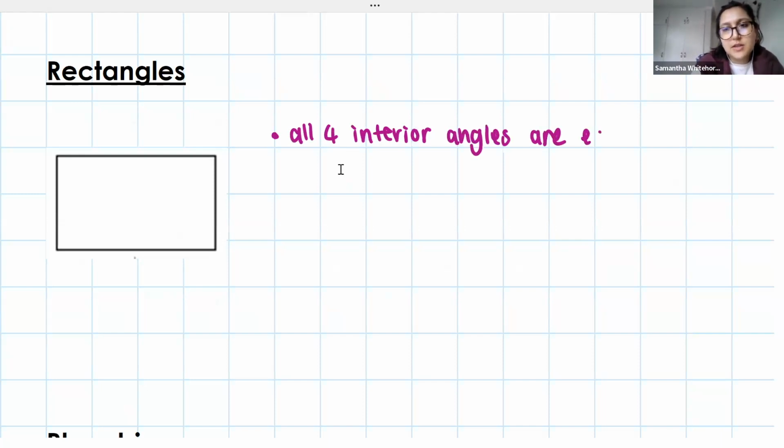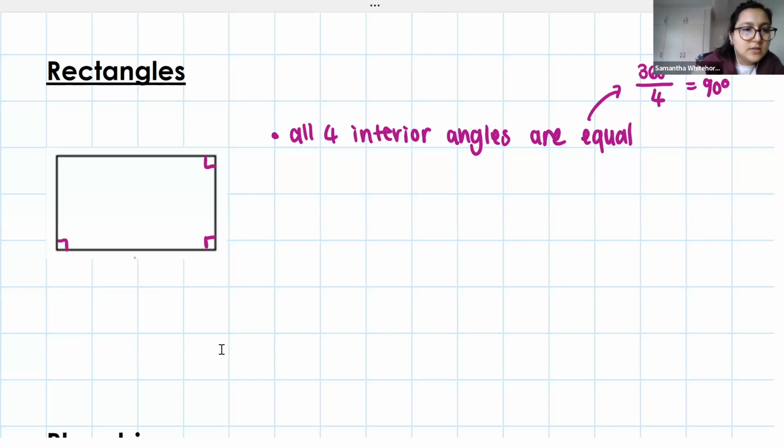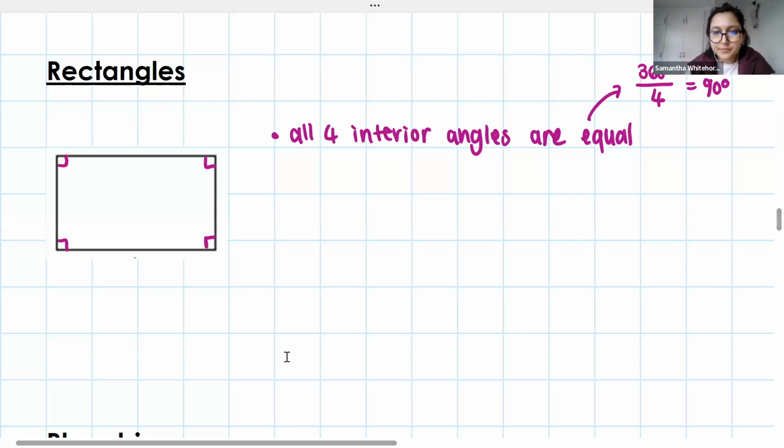Now, if we just think about what that means, a lot of you are constantly saying angles in a quad add up to 360. So let's apply that for a second. If we know that all 4 angles must add up to 360 and all 4 are equal, if we divide 360 by 4, we get 90 degrees. And so what that tells me is that all of these interior angles are 90-degree angles. Nice, Omfa, well done.